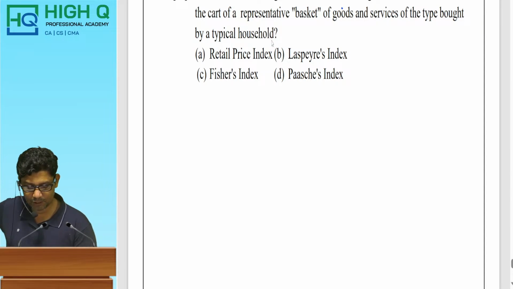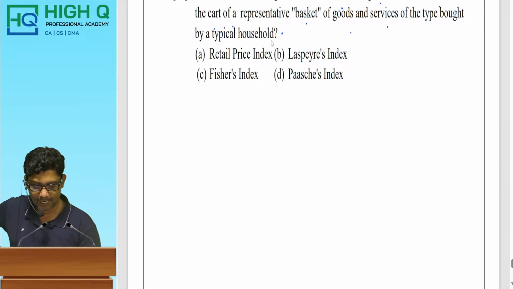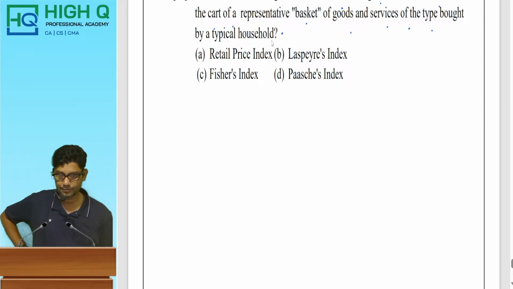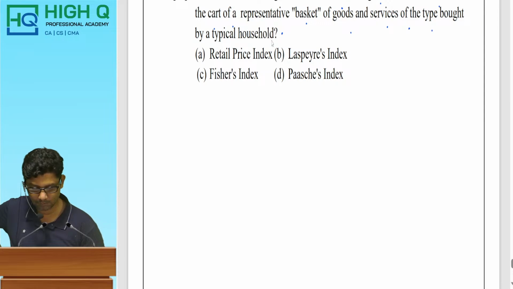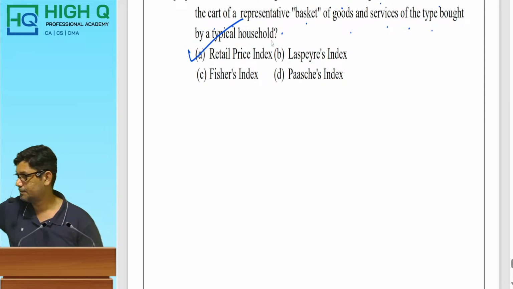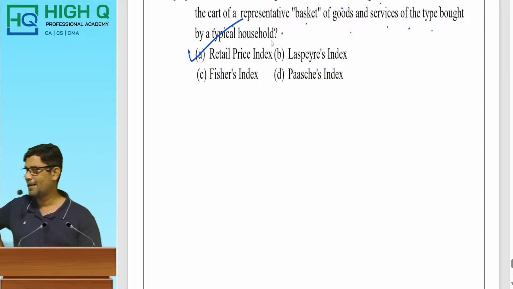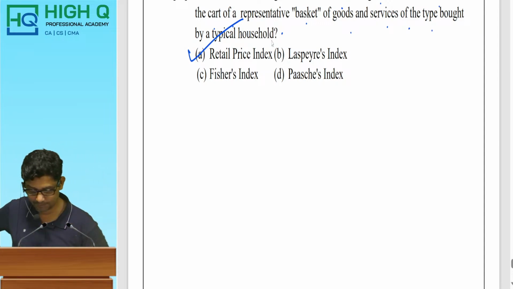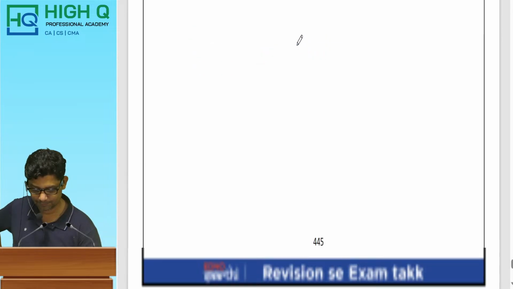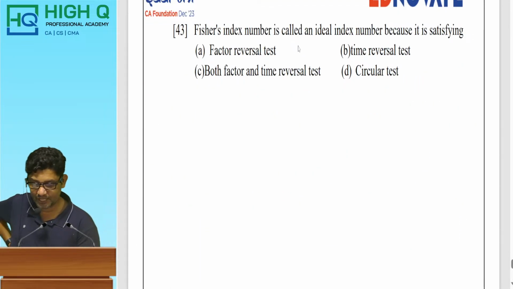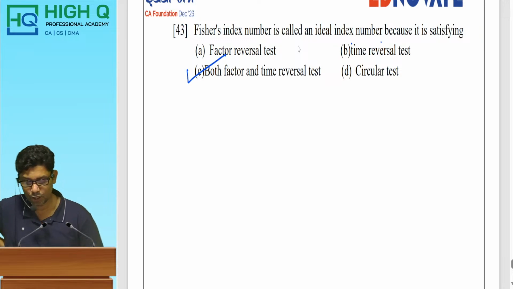Which of the following indices measures the change from month to month in a cart of a representative basket of goods and services of the type bought by a typical household? Retail price only. Consumer price, retail price, cost of living price, everything is the same only. Fisher's index number is called an ideal index number because it is satisfying both factor and time reversal.